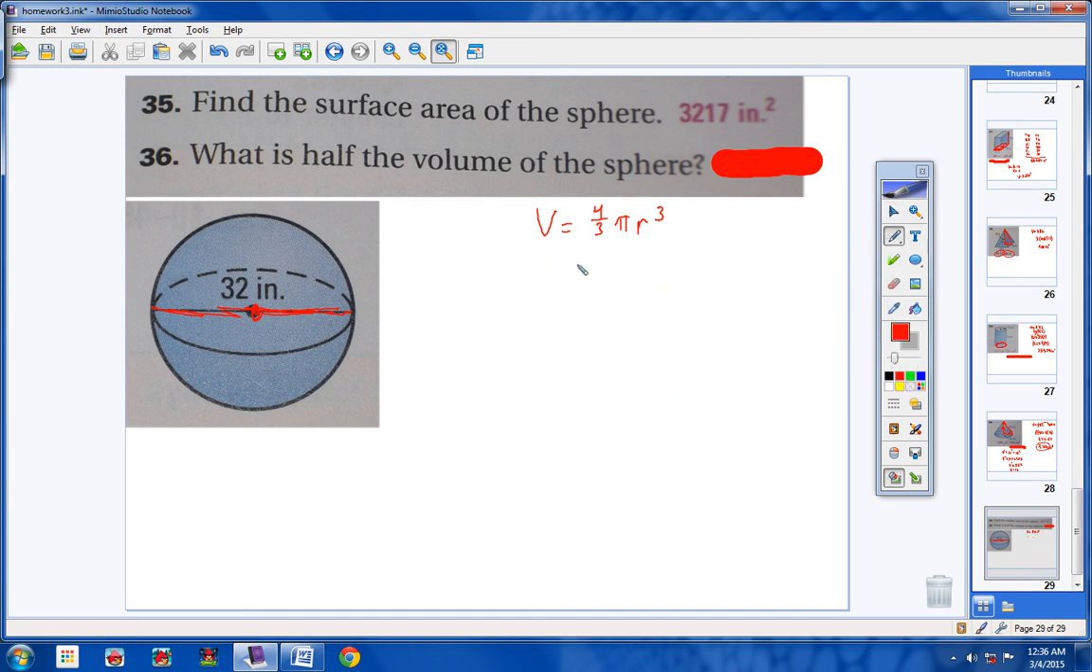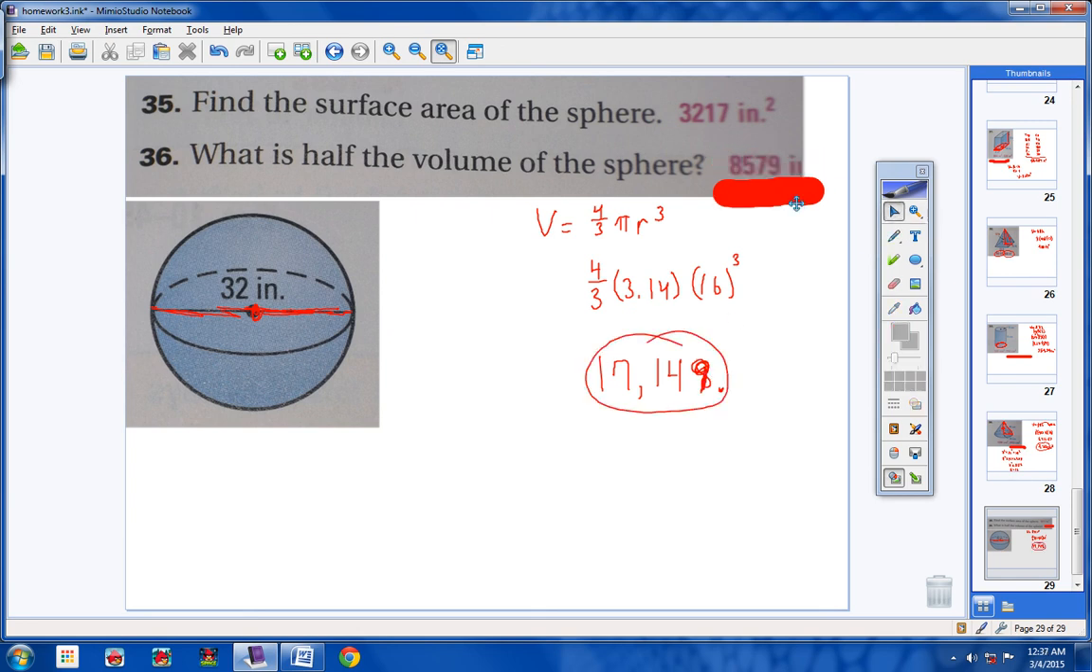Now let's find the volume, okay? So 4/3 times 3.14 times radius cubed, so 16 to the third power, all right? So 16 to the third power is 4,096 times 3.14 times 4/3. And that will give you 17,148.58. So we're just going to make this a 9. We're going to round to the nearest whole number. All right. Let's see how close we were to their answer.